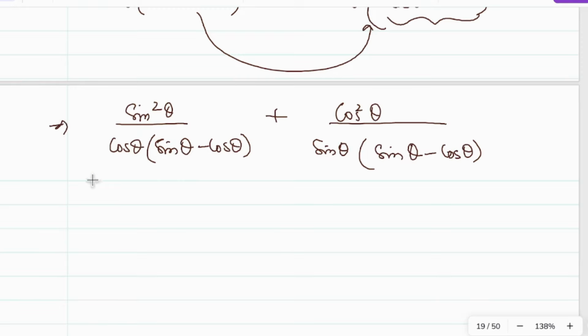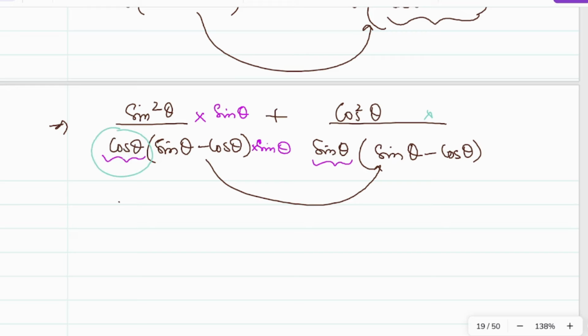Now the next step is the LCM of the denominators. Look at the LCM. Here sin theta and cos theta are there in both cases, but here it is one cos theta and here it is one sin theta, right? So in this equation I need to multiply with sin theta on both sides. And in this equation, cos theta is there in this denominator, so I need to multiply with cos theta on both sides.